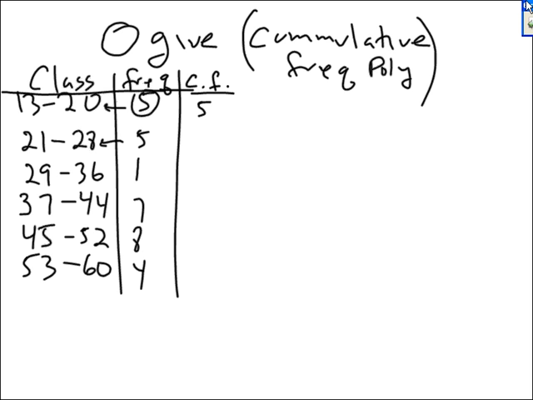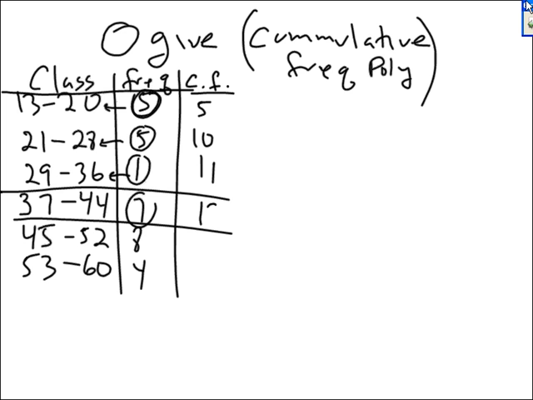But up to 28, you have 5 and 5, you have 10. And up to 36, you have the 10 plus you just brought on one more. Above this line is 11. But then you add on 7 more up to 44, the total of 18. Add 8 more, 26. Add 4 more, get 30. Now, again, to use the ogive, we use the class boundaries.